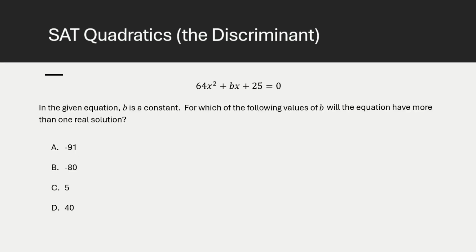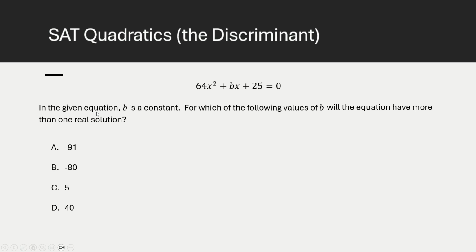Now that you've had an opportunity to try this question on your own, let's go ahead and take a look at it together. All right, so the question starts off by giving you this quadratic equation. It's set equal to 0, but you're not really able to solve for x here because you've got this variable b. All right, so let's see what the question is asking us for.